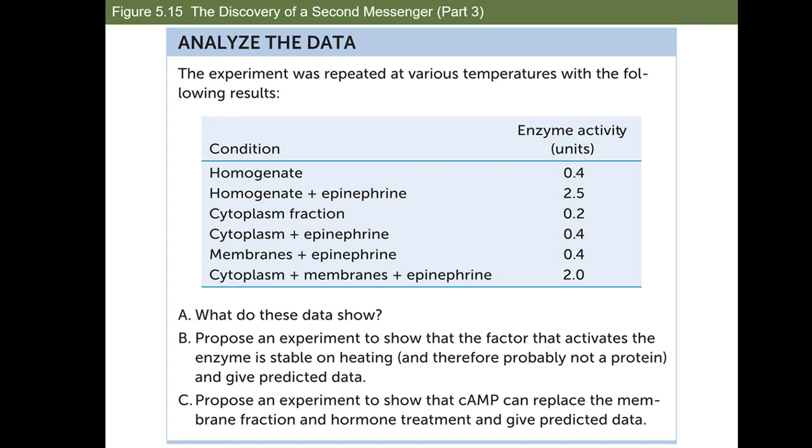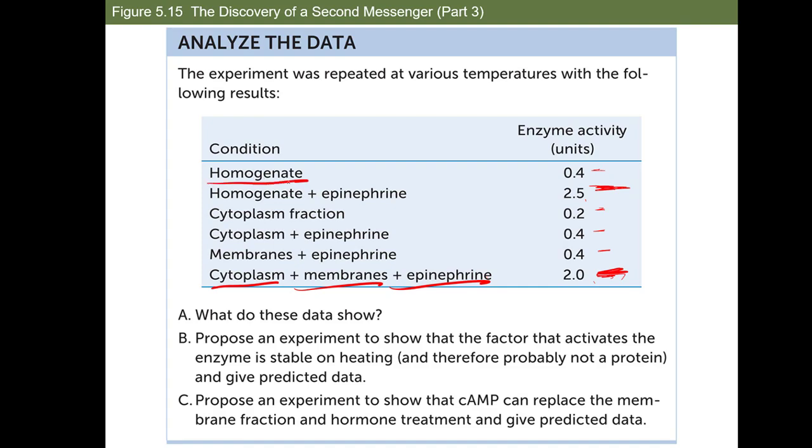So homogenate enzyme activity units, homogenate plus epinephrine had this effect, cytoplasm fraction had very little effect, cytoplasm plus epinephrine still very little effect, membranes plus epinephrine no effect still. So these all are no effect. So cytoplasm plus membranes plus epinephrine, you get an effect again. So these two are the only ones with effects. So they need the cytoplasm, the membranes, and the epinephrine to give a response.